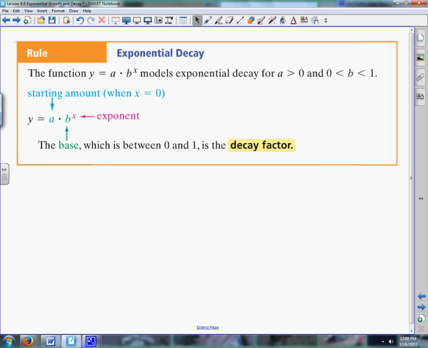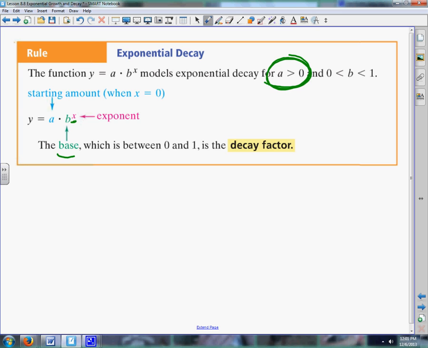So exponential decay, here's the equation for that. Now if you notice, the starting amount is greater than 0. So A has to be greater than 0 when x equals 0. So this is when x equals 0. A is going to be a number greater than 0. It has to be like 0.5, 1, 300, 1752, whatever.